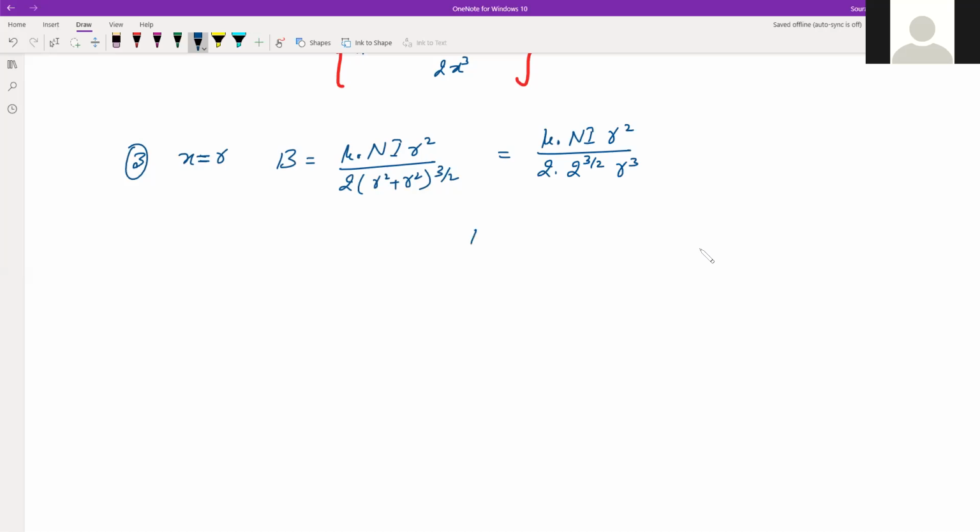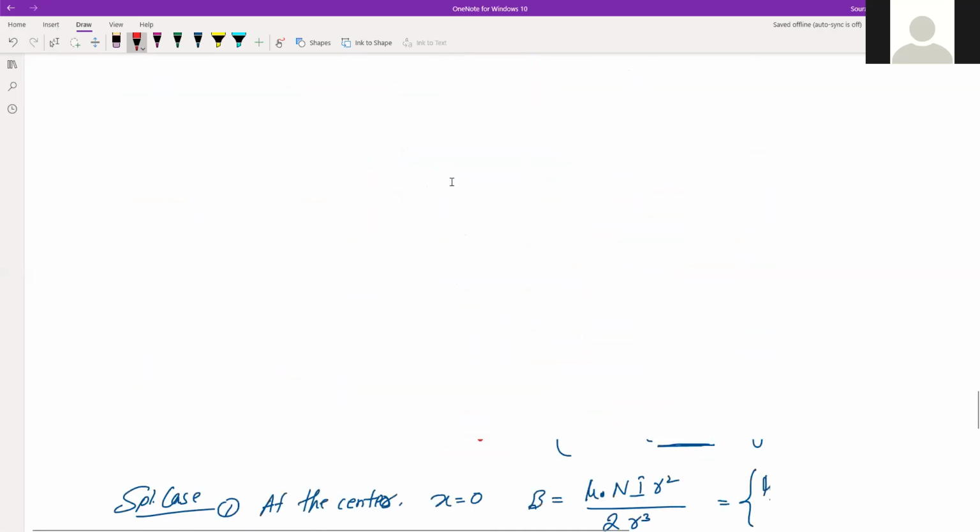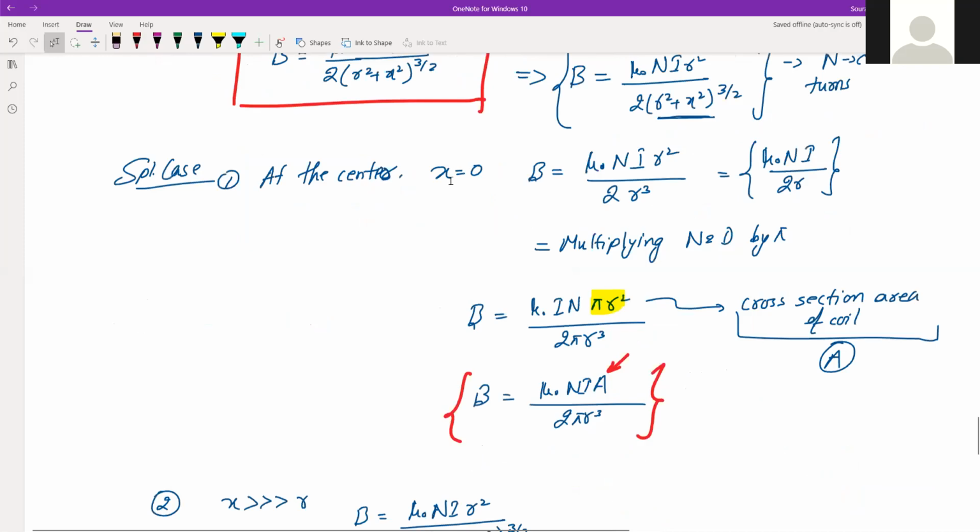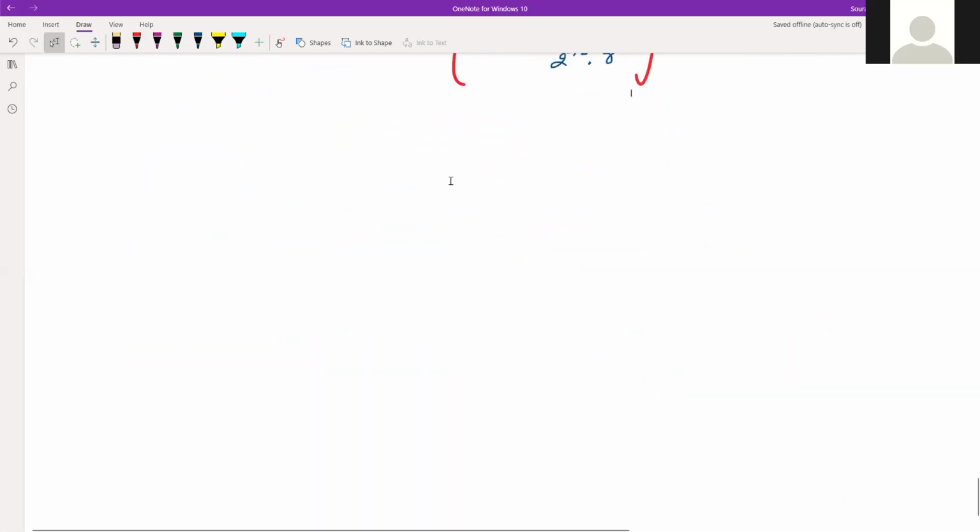If we simplify this again, it will give us mu naught n I divided by 2 to the power 5 by 2 into r. This is your last special case, right? And we have already seen the directions and all, so that is already done. So this is the first application of Biot-Savart's law. Any doubt in this?